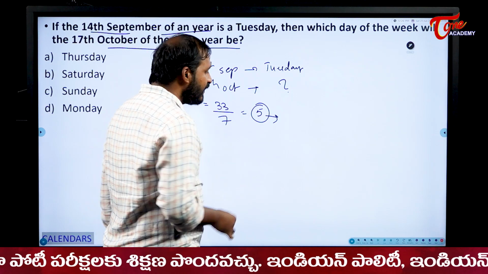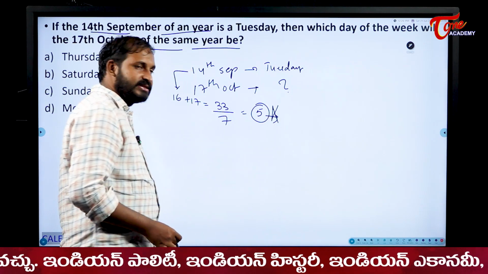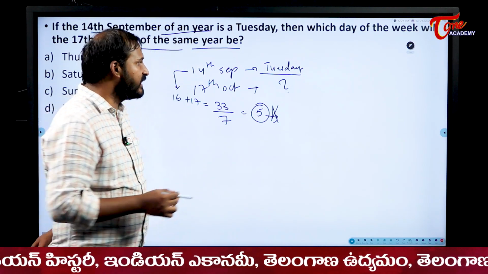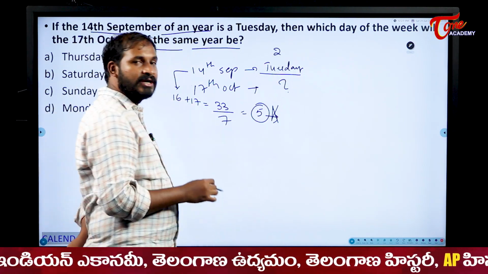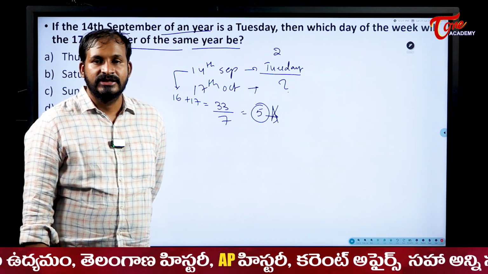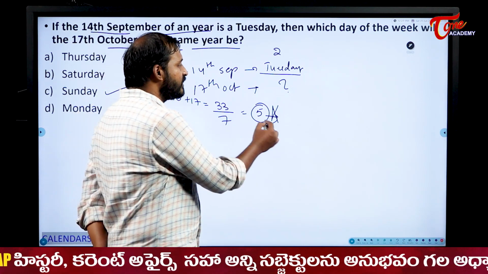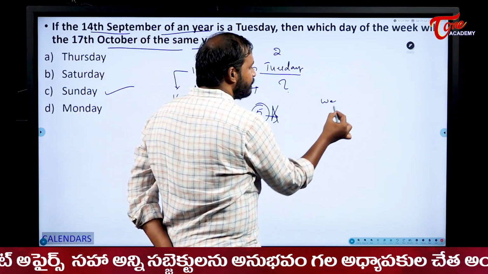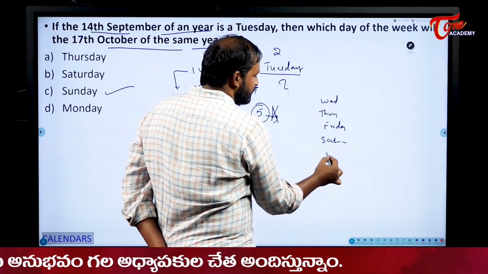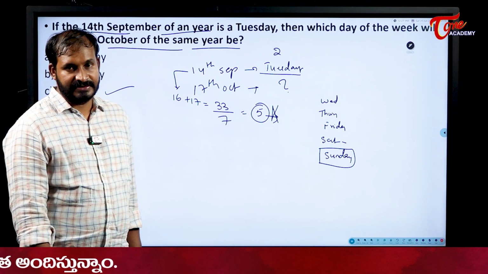So will our answer be Friday? No. Our answer will not be Friday. What will be our answer, sir? From Tuesday you should go 5 days. Or else, what is the day code for Tuesday? 2. The day code for Tuesday is 2. 2 plus 5 becomes 7. 7 is nothing but 0 only, right? 0 means Sunday. So our answer here will become Sunday. Or else, from Tuesday you go 5 days forward: Wednesday, Thursday, Friday, Saturday, Sunday. So our answer here is Sunday.